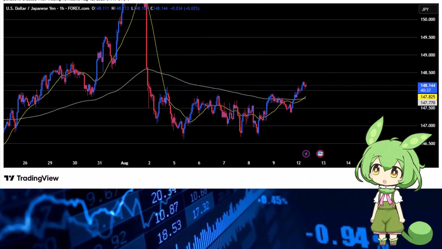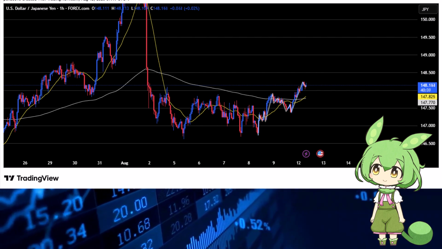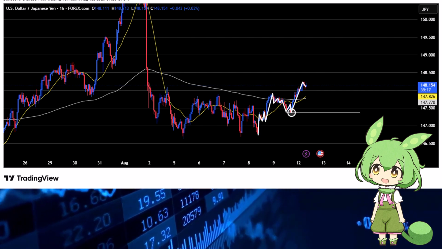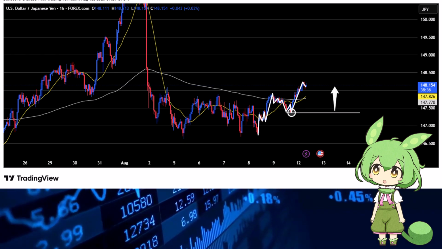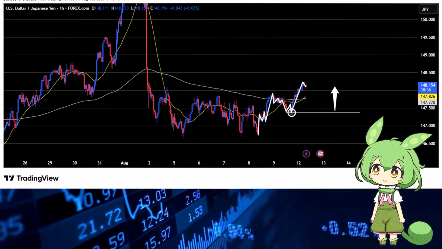Now, let's check out the 1-hour chart. Yep, another uptrend here. This is our current last high or low, the same level as on the 4-hour chart. So on the 1 hour, we're also bullish as long as the price holds above this area.